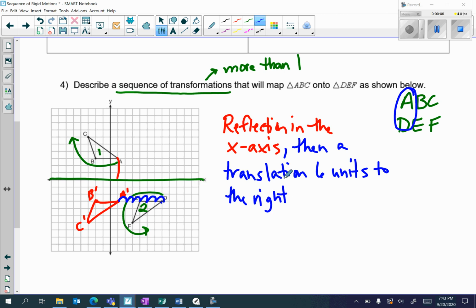And again, you could check this by C has to go onto F, so you can count 1, 2, 3, 4, 5, 6 to the right as well. Now, you could have also done it opposite. You could have first said that there's a translation 6 units to the right and then a reflection over the x-axis. Both answers are correct.